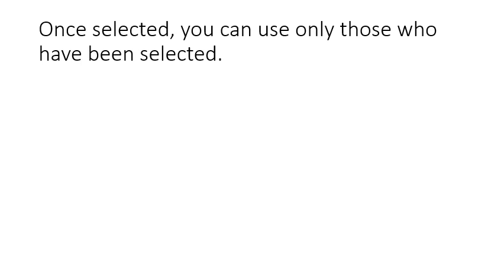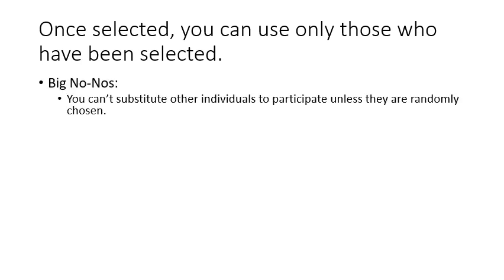Once you've selected your sample, if you've used a randomization method especially, you can only use those who have been selected. So big no-nos: you can't substitute other individuals to participate unless they're randomly chosen. Let's say you have your random sample and one of the people is not responding. You can't just say to the person who works across the hall from you, "Hey, would you take our survey? We need one more person." You can't do that. You have to select a random person.